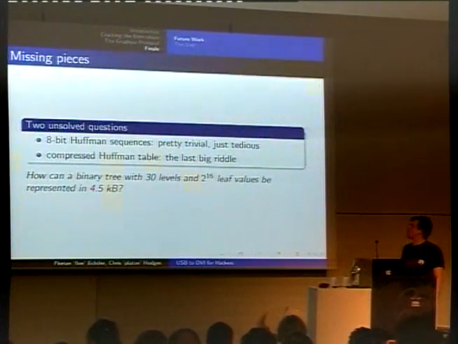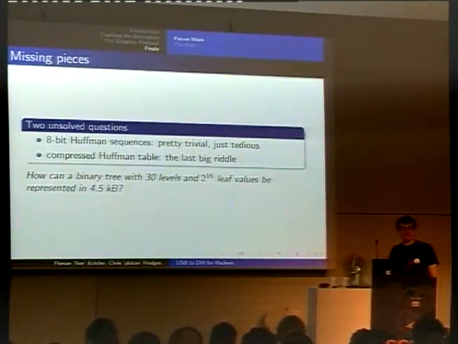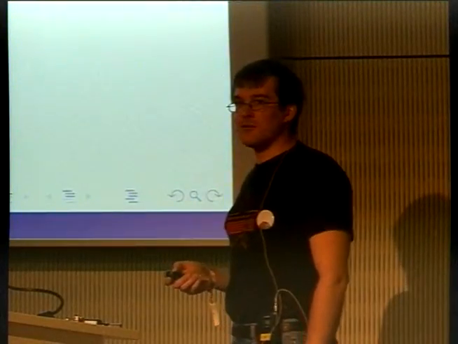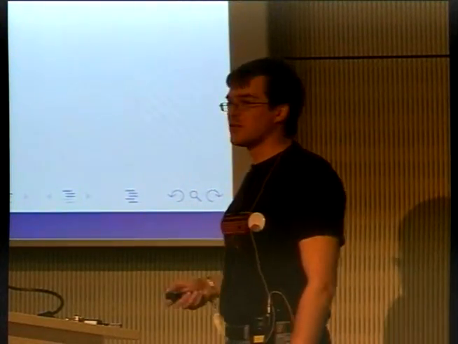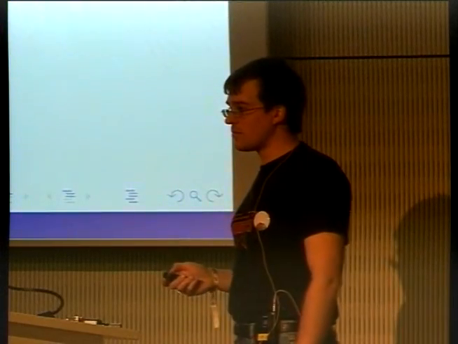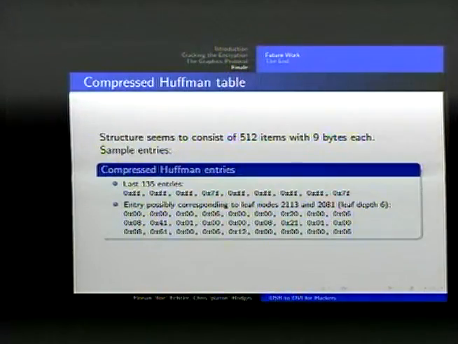The important part, however, is the compressed Huffman table. The Huffman table is a binary tree which has up to 30 levels. So the longest bit sequences are 30 bits, and there are 2 to the power of 16 leaf values, all of the difference values. And this entire tree is obviously somehow represented in the 4.5 kilobyte table which is sent to the device. The tree doesn't seem to have any obvious structure, but somehow it's still represented in there. So here we have some sample entries.